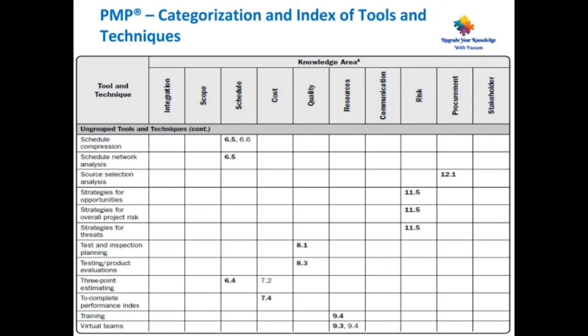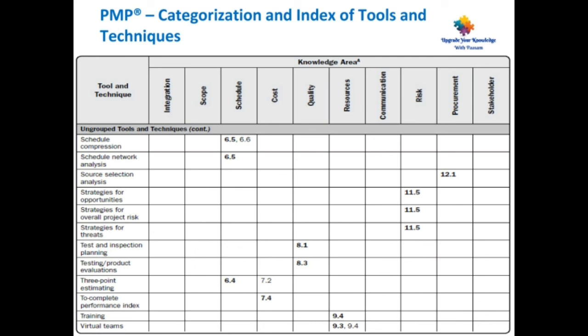Source selection analysis, obviously it is used in procurement. Strategies for opportunities used in risk, that is 11.5 plan risk responses. Strategies for overall project risk, that is also used in plan risk responses. Strategies for threats, that is used again in 11.5 plan risk responses. Test and inspection planning used in quality, testing product evaluations, used in 8.3, that is control quality.